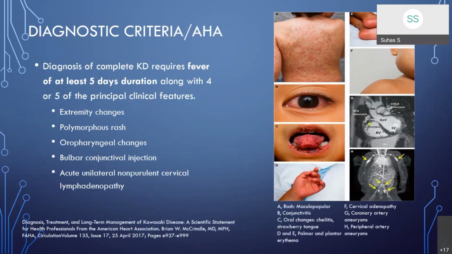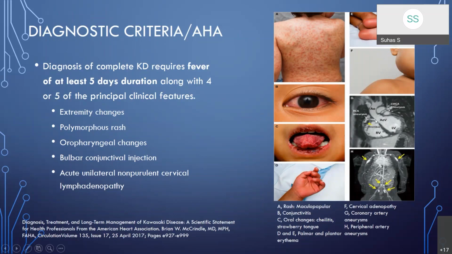Coming to the diagnostic criteria defined by American Heart Association, it requires fever of at least 5 days duration, along with 4 of the 5 principal clinical features. So the 5 principal clinical features include extremity changes, that is palmar and plantar erythema, and the second one is polymorphous rash. The third one is oropharyngeal changes, that is presence of cheilitis and strawberry tongue. The fourth one is bulbar conjunctival injection, and the fifth one being lymphadenopathy, that is unilateral non-purulent cervical lymphadenopathy.